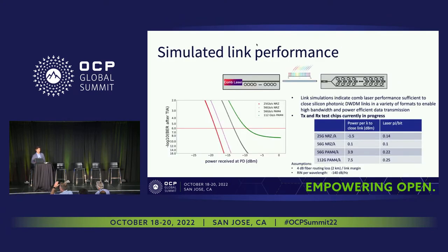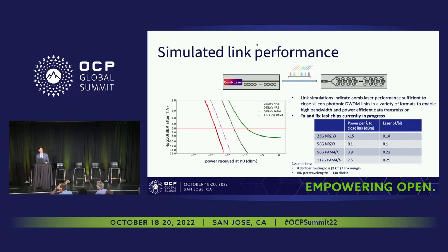So we've been hard at work prototyping some of these building block components. Like I said, we've demonstrated some of the comb lasers already. There's data in the poster downstairs if you'd like to see it. We've done some early link feasibility studies to see whether we actually can build the kind of links that we want to do.